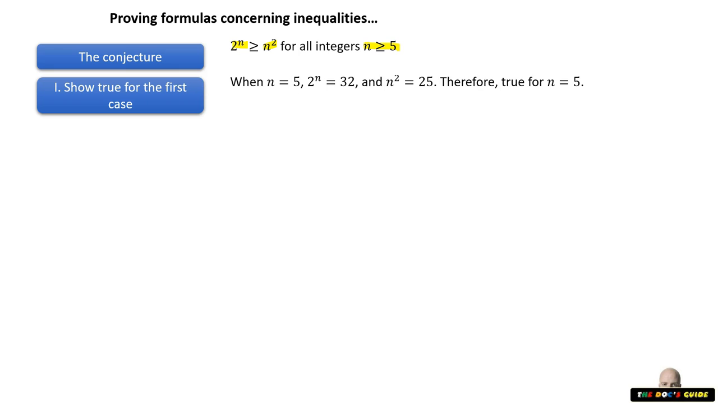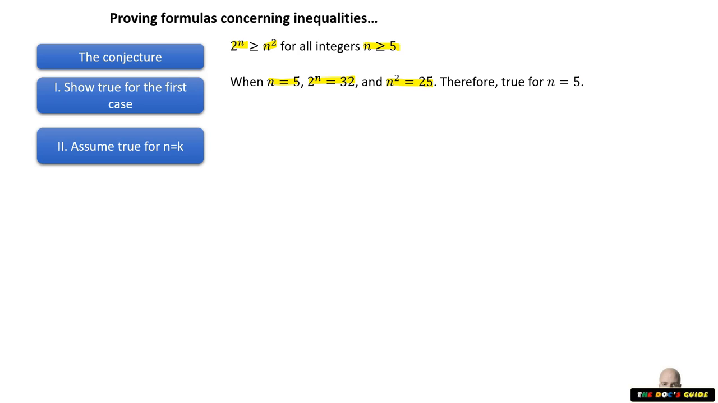So our conjecture could be something like this: 2 to the n is greater than n squared, in this case for integers greater than or equal to 5. So show that it's true for the first case. For n equals 5, the left-hand side will be 32, the right-hand side will be 25. So clearly it's true for n equals 5.